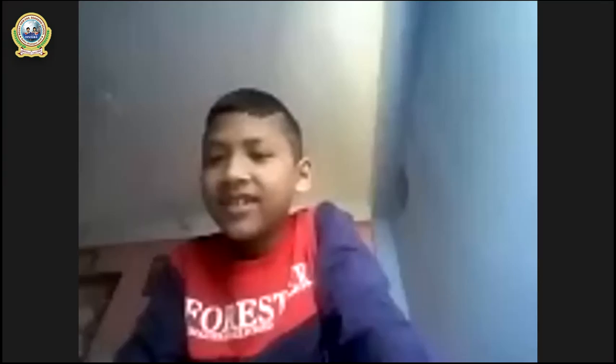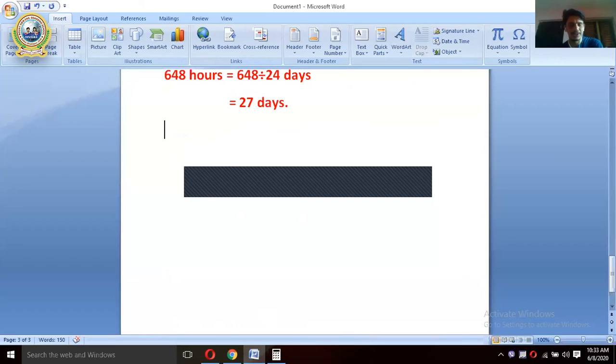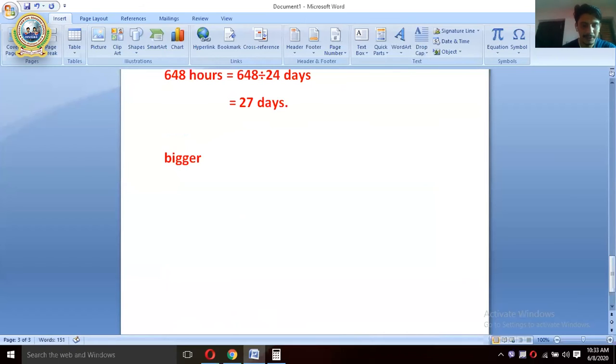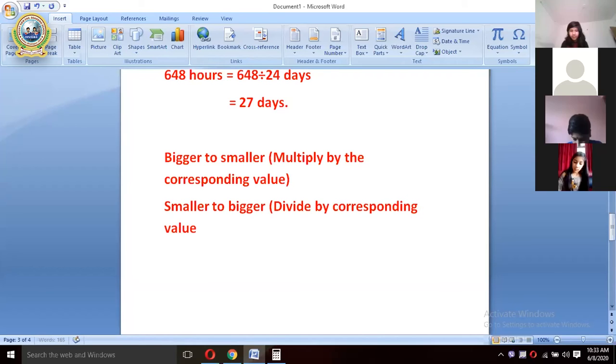Let me share the screen once again. I forgot to mention one thing. See there: bigger to smaller, you'll have to multiply by the corresponding value. Now smaller to bigger, you'll have to divide by the corresponding value. For example, see there.